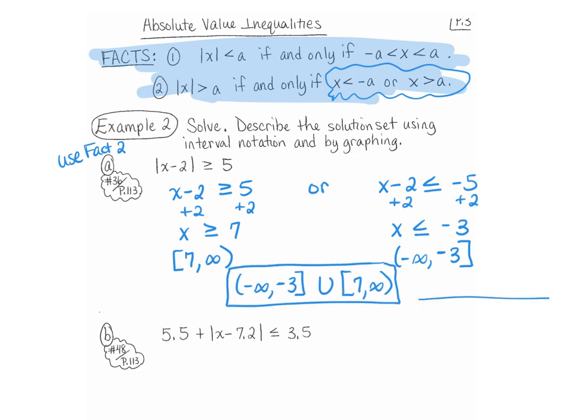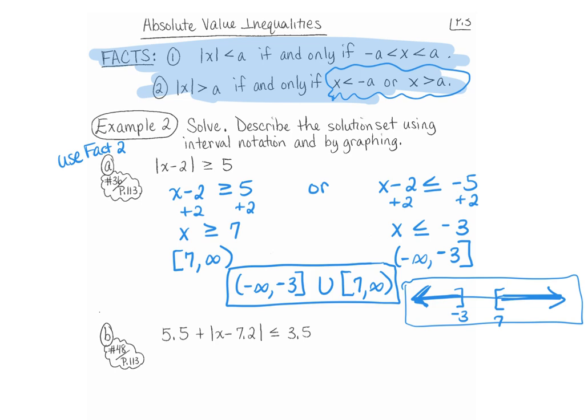By graphing, we draw a number line. We have a bracket facing the left at negative 3. We shade everything to the left. And then we have a bracket at 7 facing the right, and we shade everything to the right. That's the graphical representation.